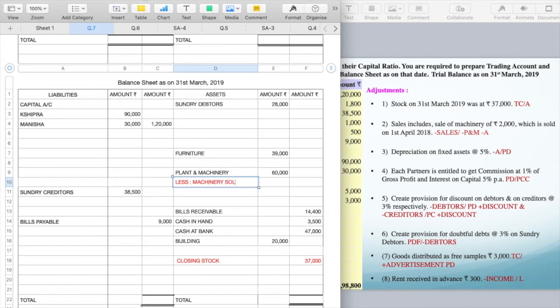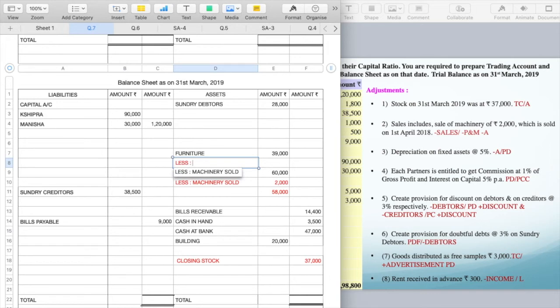So the machinery is no more with us. The machinery is sold on the very first date of the year 2000, right? So throughout the year we used machinery valued rupees 58,000. Okay. Then depreciation on fixed assets at the rate 5%. So on all the fixed assets we are supposed to charge the depreciation.